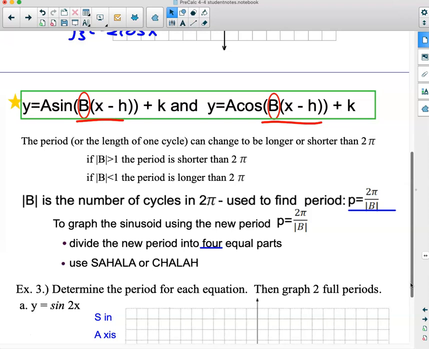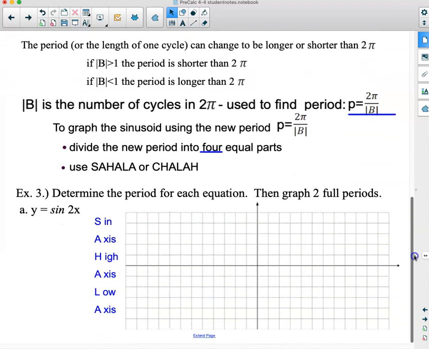Now, why that's an important piece is because that changes our increments. That changes where we have our zeros and where we have our highs and where we have our lows. So to graph the sinusoid using a new period of 2 pi over B, we have to figure out what that is, and we again have to divide that new period into 4 equal parts, because we want to know where everything is going to be at. Then we can use Sahala or Kahala, depending on which sinusoid we're going to graph.